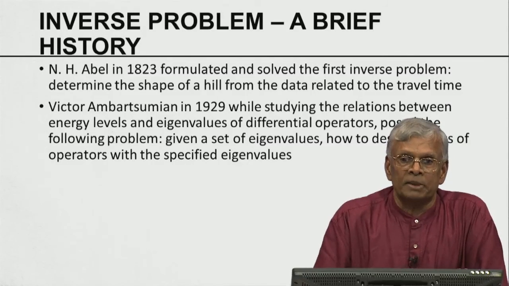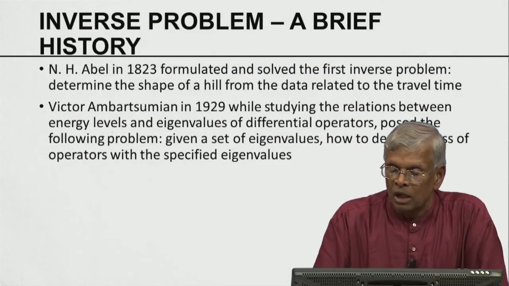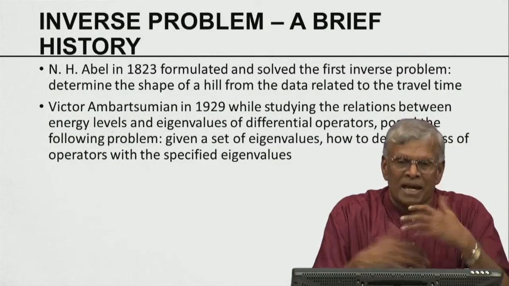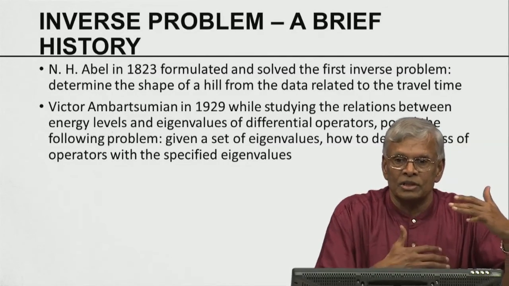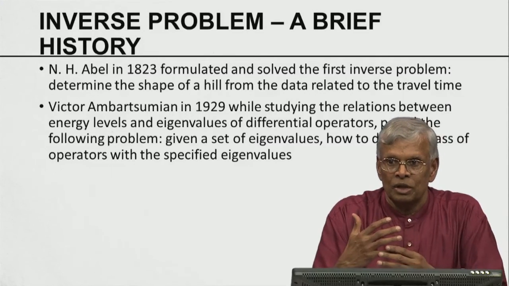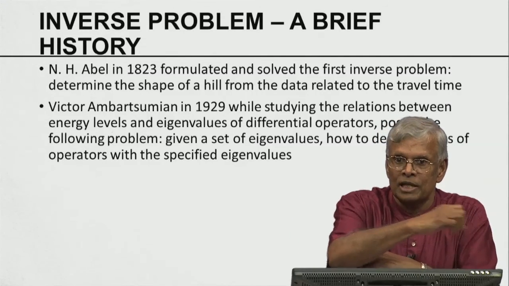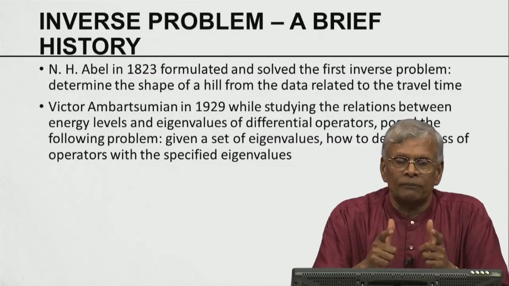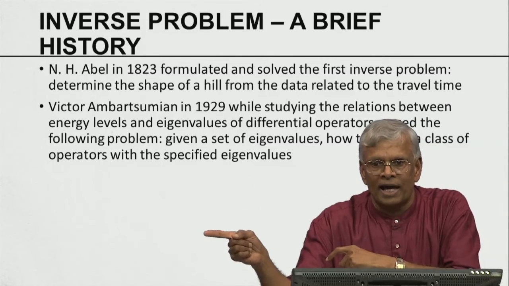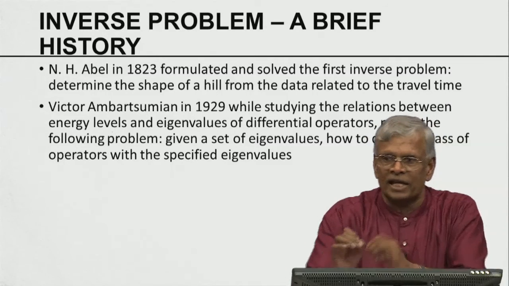Another fundamental work within the analysis of inverse problem is by the Russian mathematician Viktor Ambartsumian, 1929. He was a physicist. He was a mathematical physicist. He was trying to relate the energy levels in the atom with respect to the eigenvalues of certain differential operators that relate to the states and the energy. And he said the following: if I know the operator, I can compute the eigenvalues. That's an easy problem. It's like given a matrix, I can compute the eigenvalues.